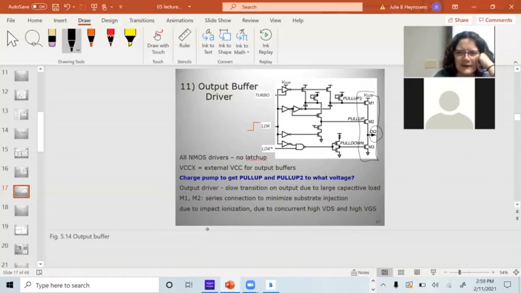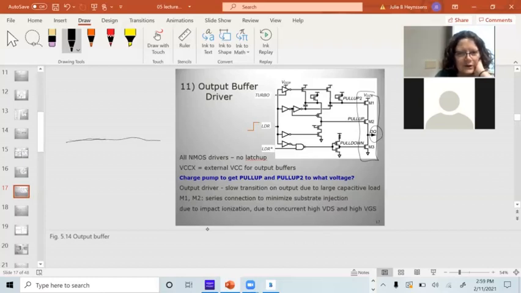Okay, here's the problem. The other problem I want to talk about is probably on the next slide. Notice every single one of these on the output driver is NMOS. The pull-up is an NMOS transistor. Why did they do that? It was not an accident.